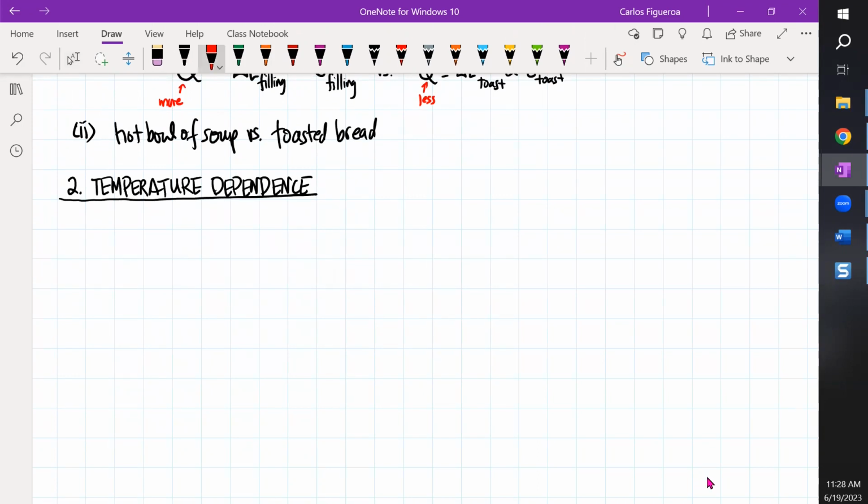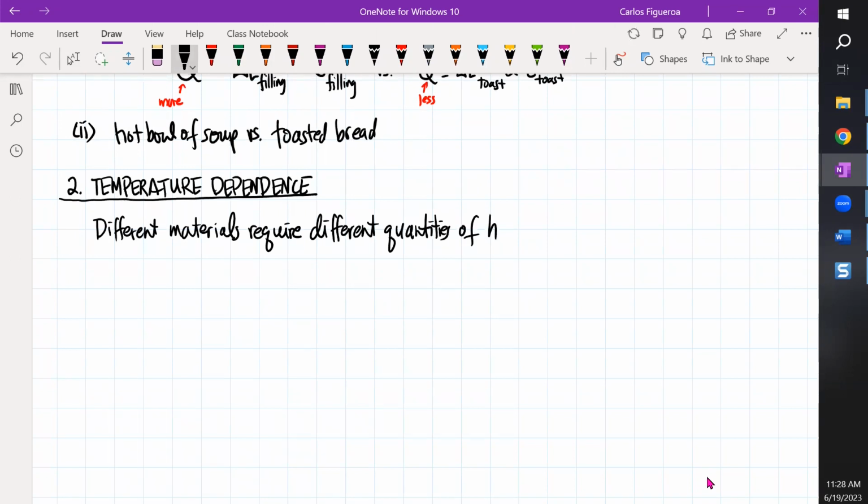So different materials require different quantities of heating to change its temperature.